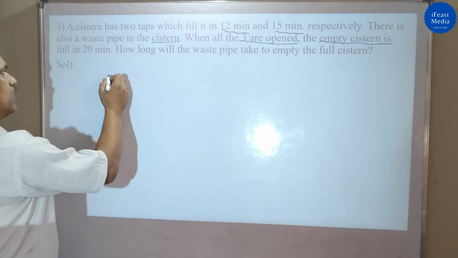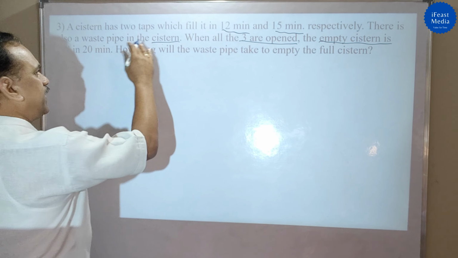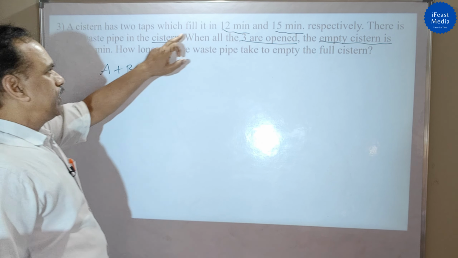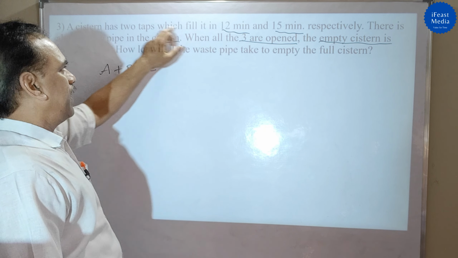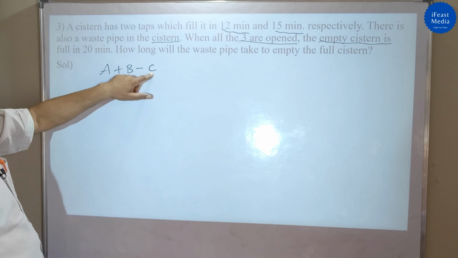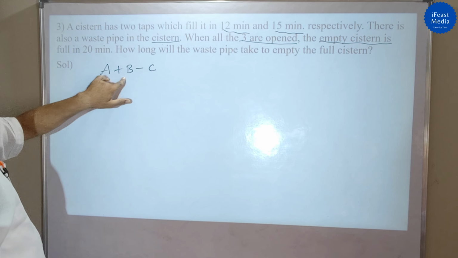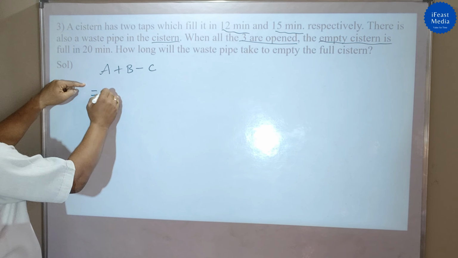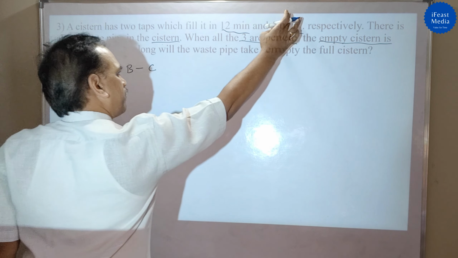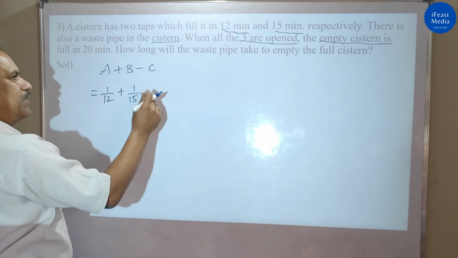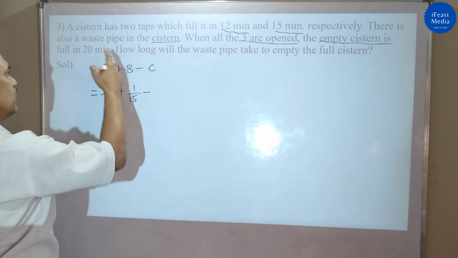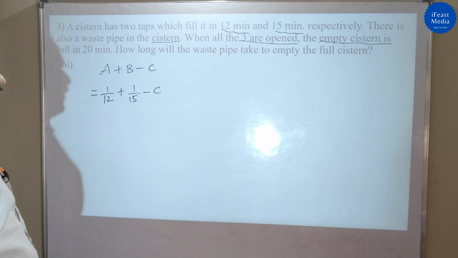So here we are given, let them be A, B, C. So A plus B minus C, 2 taps are there. A and B are filling, and C, the waste pipe, can empty. So A plus B minus C. The part filled by A in 1 minute is 1/12. The part filled by B in 1 minute is 1/15. The part emptied by the waste pipe is unknown, right? That is not given, that is to be found.